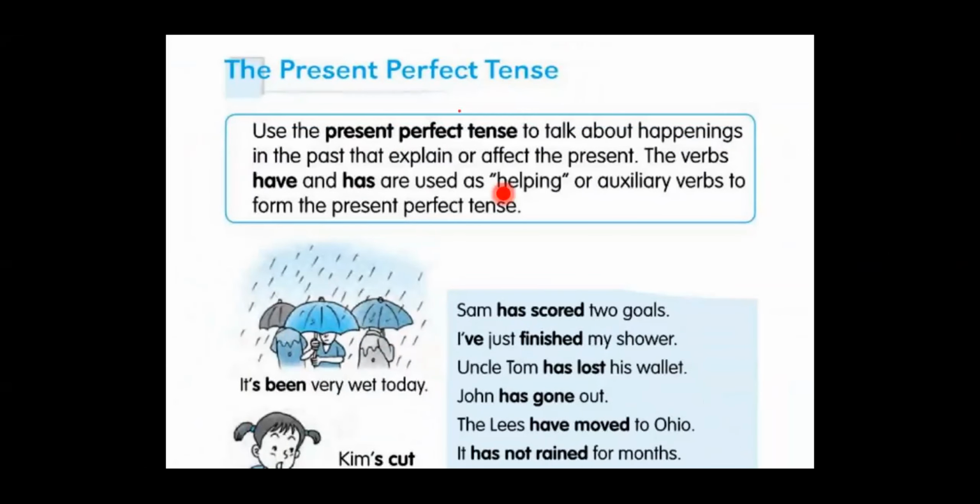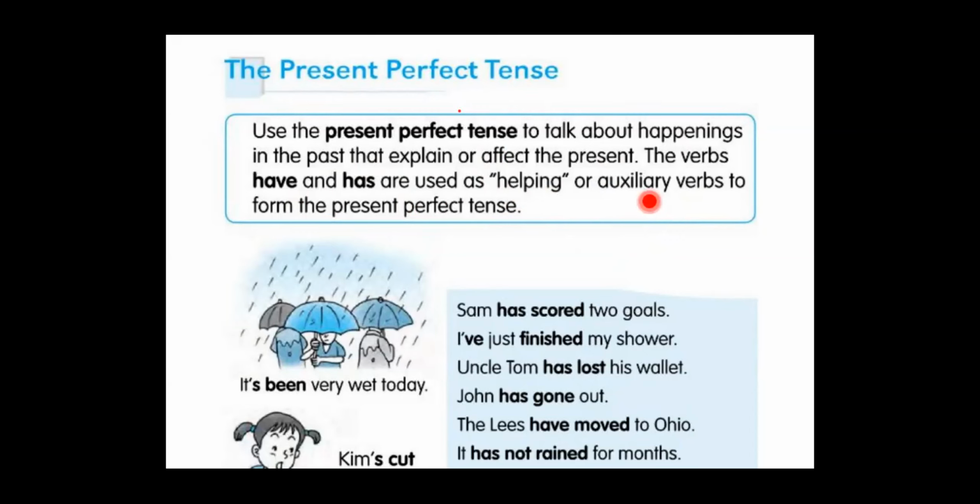Let's see. Use the present perfect tense to talk about happenings in the past that explain or affect the present. So in present perfect tense, we talk about something which has happened in the past, but which has some effect in the present. So that is nothing but present perfect tense. And the helping verbs have and has are used for present perfect tense.